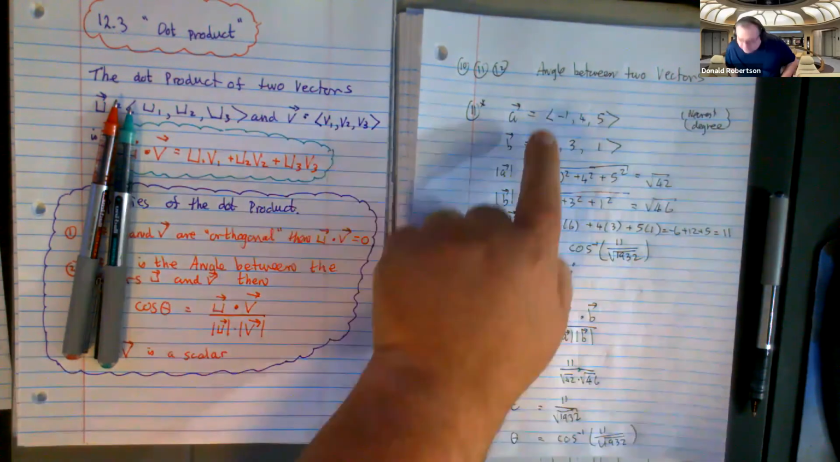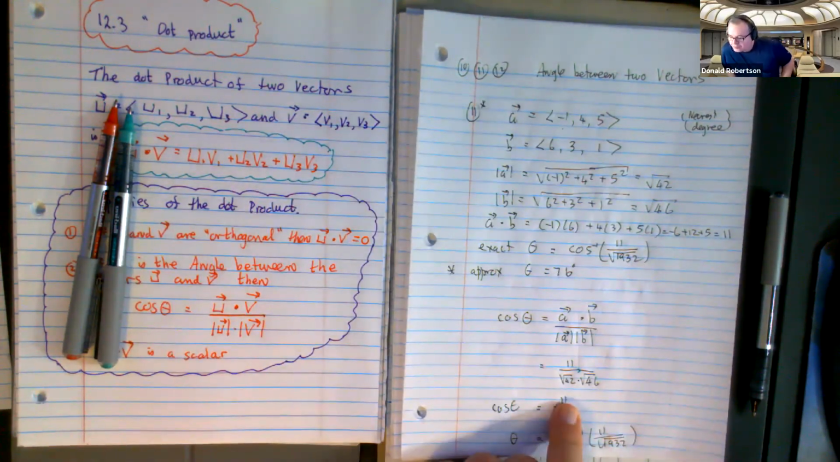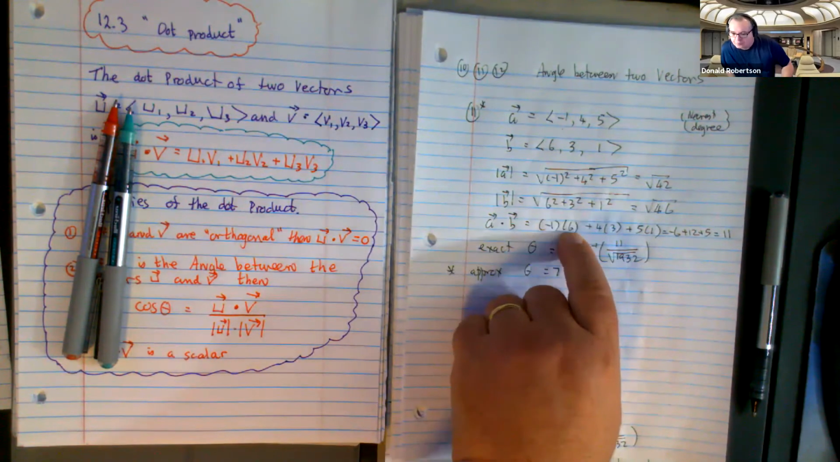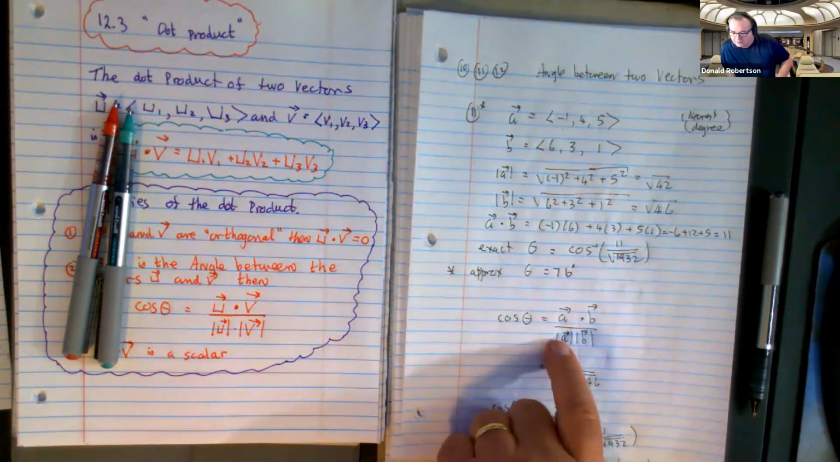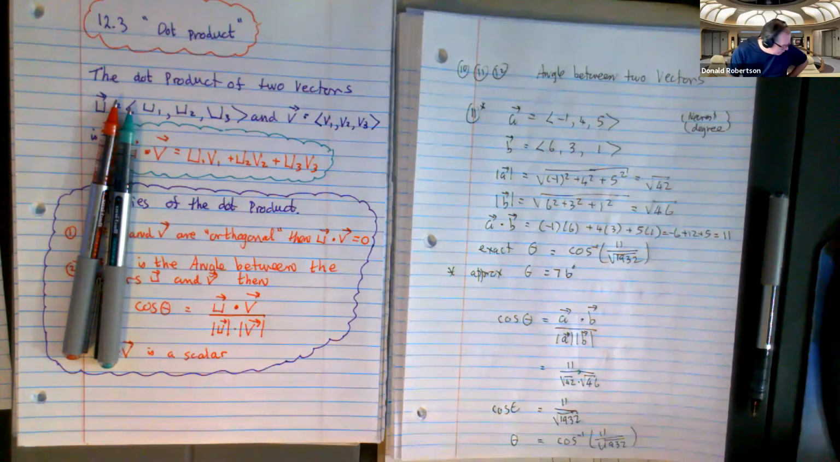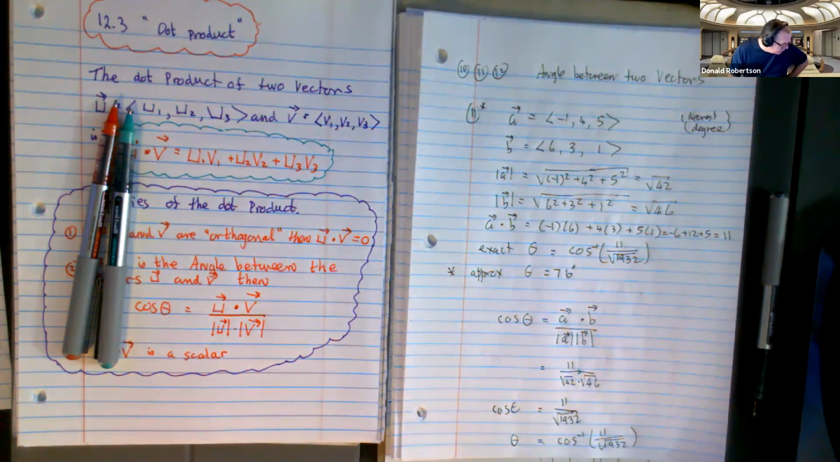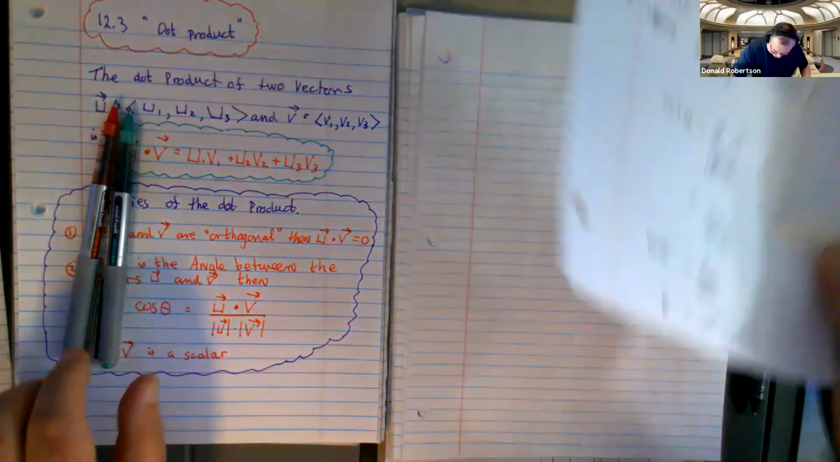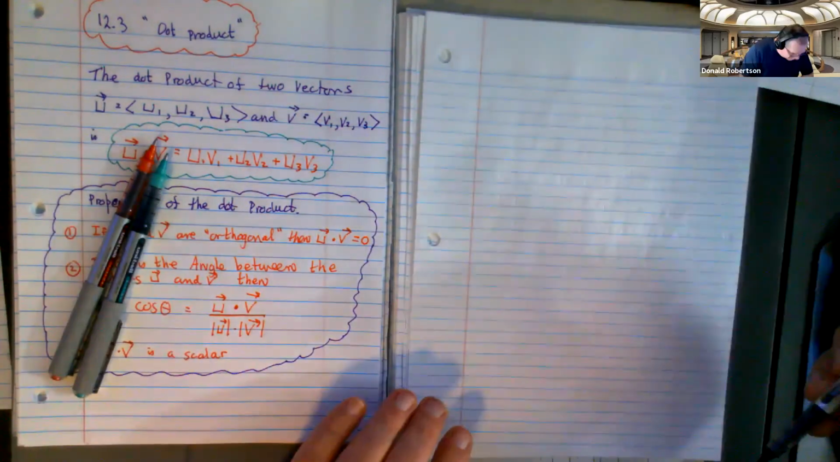This is a pretty standard question. Would you agree? Everything's numbers. It's kind of plug and chug, right? Find the magnitudes, get the dot product, stick them all together, inverse cosine. Are we good with that one? Do another one. Kind of screwed that up a little bit.